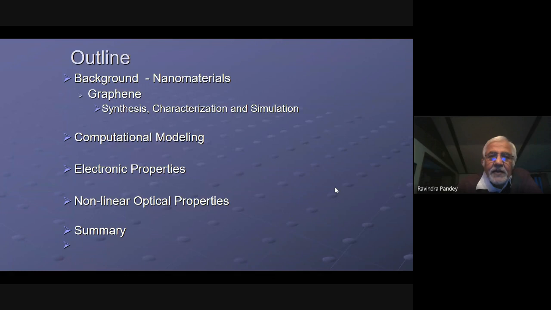So I'll give a little background about these nanomaterials or low dimensional materials, then switch to graphene, and talk about beyond graphene. Since it's a theoretical talk, I'll show you some of the equations and look into both electronic and non-linear optical properties, and then provide a summary of the talk.